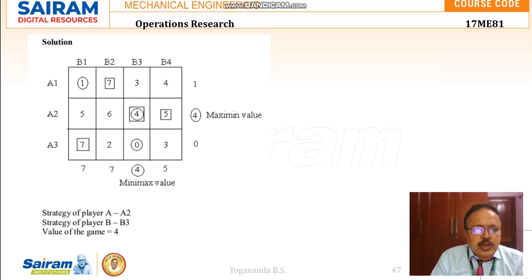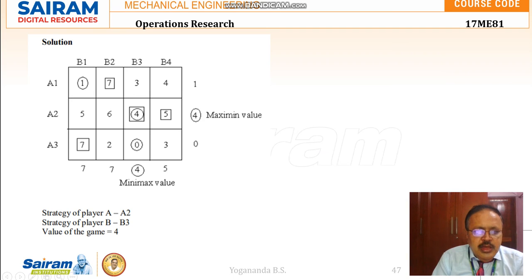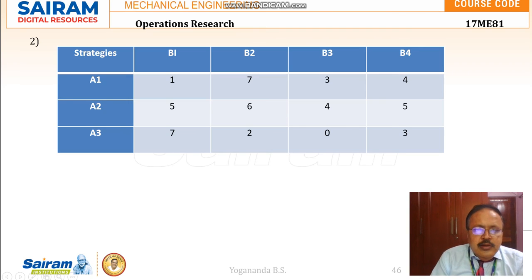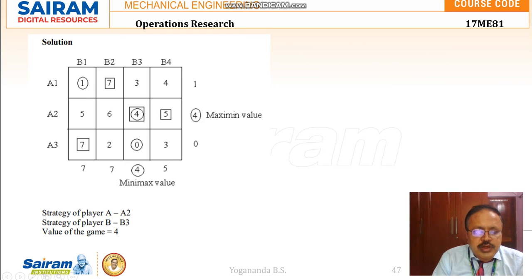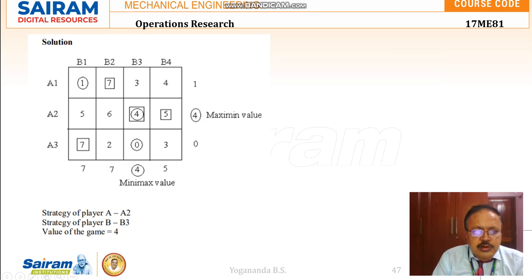Now go for minimum values row wise. In the first row, the minimal value is 1. So write 1 at the end of the row. Similarly, in the second row, the minimal value is 4. Write 4 in the second row. Then third row, the minimal value is 0. So write 0. Out of this, choose the maximum one, because A wants to maximize his gains. So maximin value is 4.